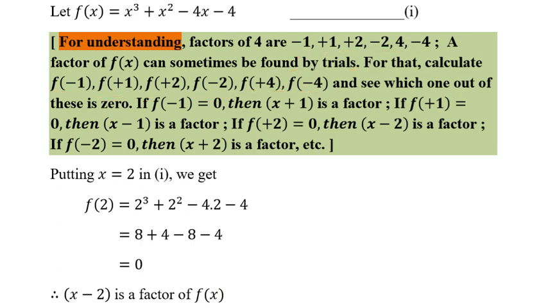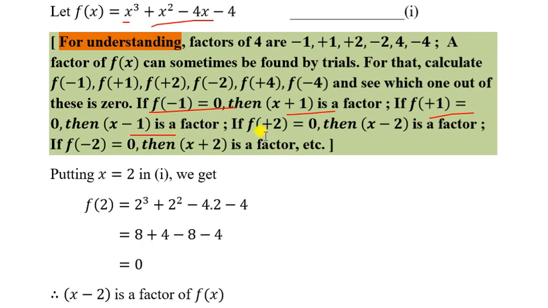Suppose f of minus 1 is equal to 0. In the first step you got f of minus 1. If you put minus 1 in this polynomial and the result is 0, that means x plus 1 is a factor. Suppose f of plus 1 is 0. After substituting the value, you will get 0. That means x minus 1 is a factor.